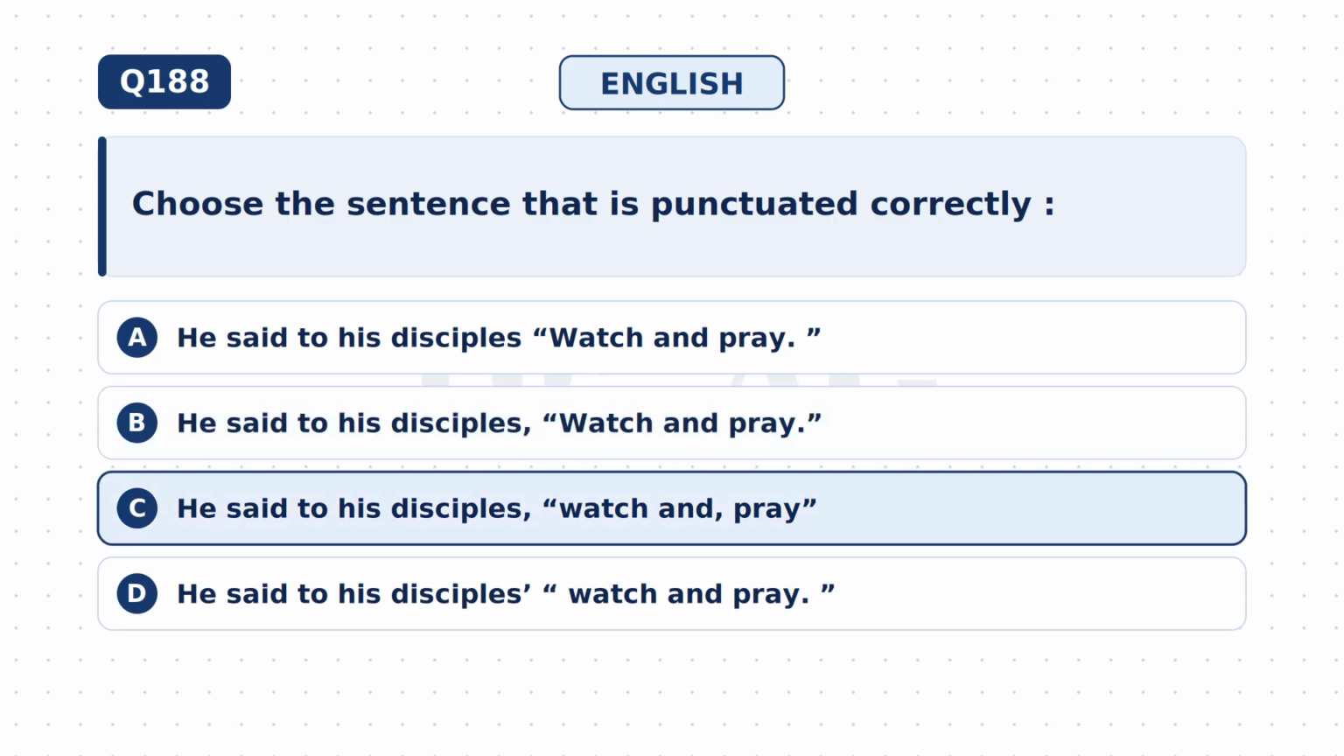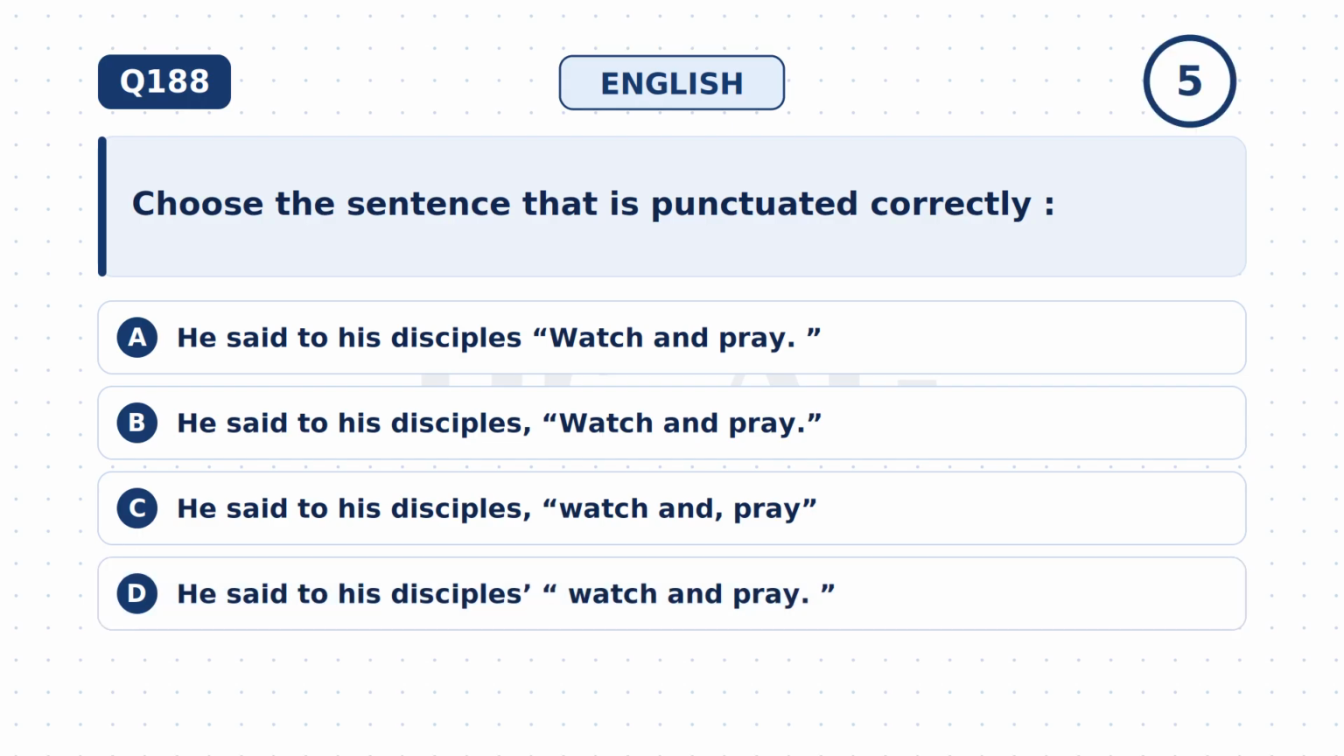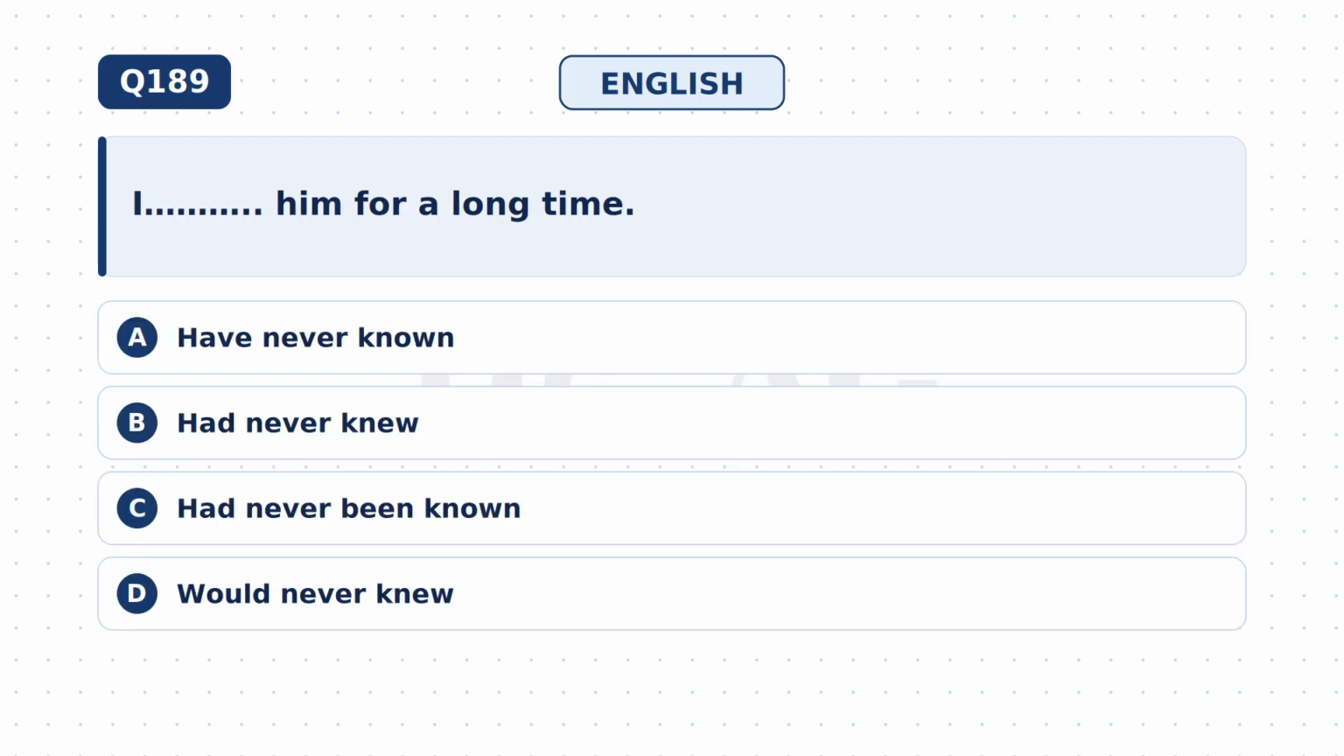Option C, he said to his disciples, watch and pray. Option D, he said to his disciples, watch and pray. The correct answer is B, he said to his disciples, watch and pray. Question 189. I him for a long time.